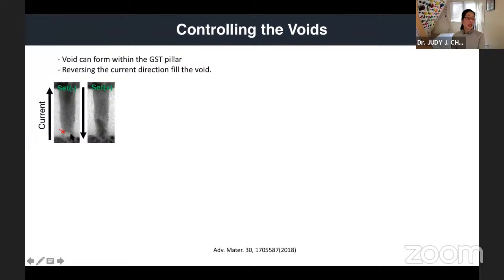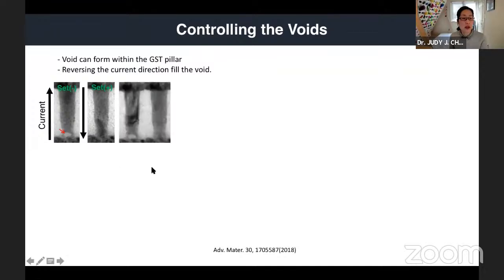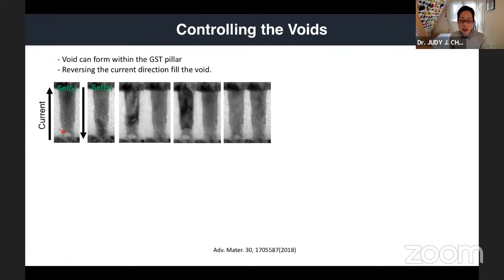So here you see there is a bright circle, and this bright circle indicates an empty pocket. Material has flowed up, leaving an empty space in between. Unlike the conventional cell, because this new device architecture is symmetric, we can actually reverse the current direction. As you reverse the current direction, the material that flowed up can flow down and fill the void. So here you see the empty pocket has disappeared. This is a reversible process, and we can do this reversibly a number of times.